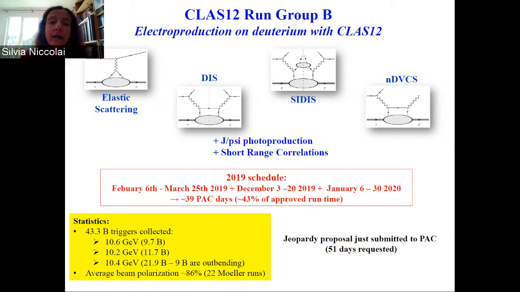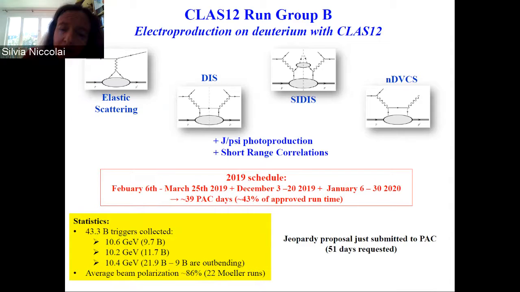So this experiment NDVCS was included in a run group, as is done with class 12. This is run group B that comprises a set of experiments for electroproduction on deuterium target. And basically, there are experiments covering all the multidimensional structure function measurements for the neutron inside a deuterium target, as well as an experiment on J-psi photoproduction and also an experiment on short-range correlation.